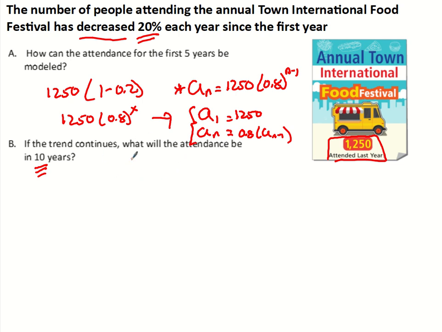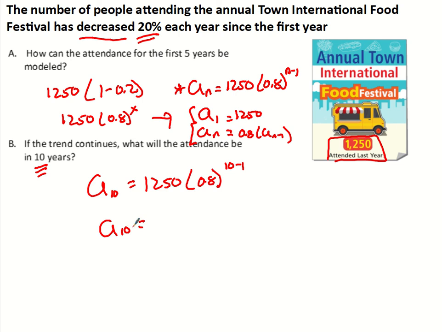Now if I want to know the attendance after 10 years, I can plug it in. We know the first year is 1250, so what is the 10th year? Well, it's going to be 1250 times 0.8 to the 10 minus 1. And then now I can solve. So this is really 9. So I have to do 0.8 to the 9th power, and then I can multiply that by 1250.